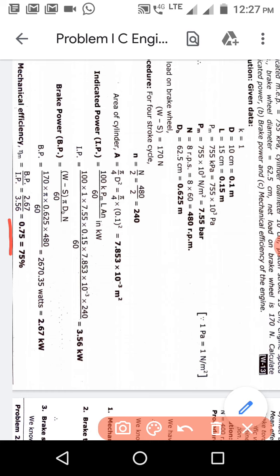So in this problem, we have to calculate the mechanical efficiency. For calculating the mechanical efficiency, we found out the indicated power first, and then we found out the brake power, and with the help of brake power and indicated power we have calculated the mechanical efficiency.